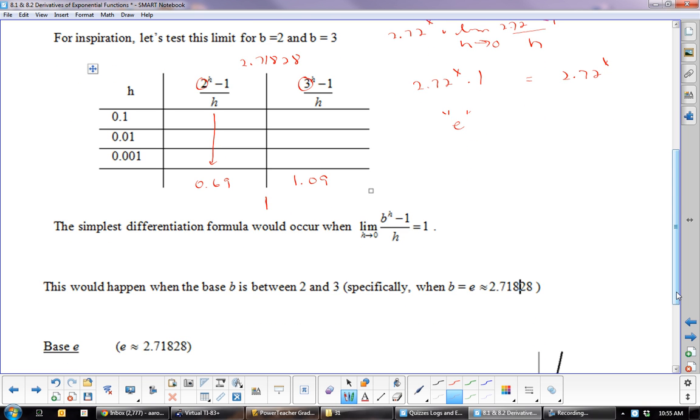So it is the only base whose derivative is itself. No other number works. 2 doesn't work, 3 doesn't work, 2.7 doesn't work, 2.8 doesn't work, just 2.718 and so on, and that's how he discovered it. And it is given the letter e because Euler is his name. So, Euler.